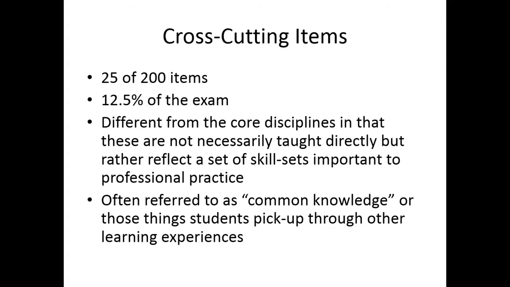So the cross-cutting items represent 25 out of the total 200 items on the exam, which means that's 12.5% of the exam, so it's not a large content area, but it might make the difference in a passing score. And it's important information to know, or we wouldn't have identified them and we wouldn't be including them on the exam. They are not like the core disciplines in that traditionally in schools and programs of public health, students in master's of public health programs and others, depending on the school or program, have taken classes in the five core areas. And there isn't typically a class in cross-cutting areas.